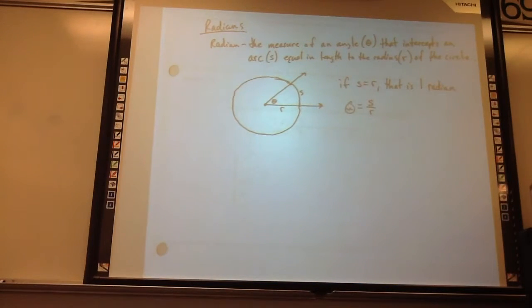So let's figure out how many radians are in a full circle. That's very important. You know how many degrees are in a circle, right? 360. There are 360 degrees in a circle, right? Well, how many radians is that? We could figure it out pretty easily.